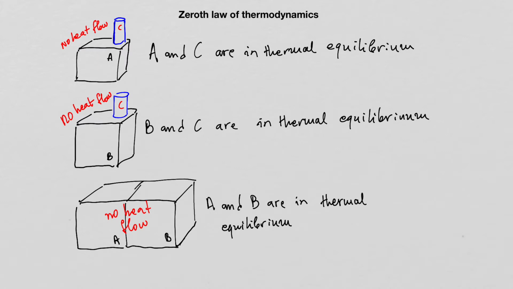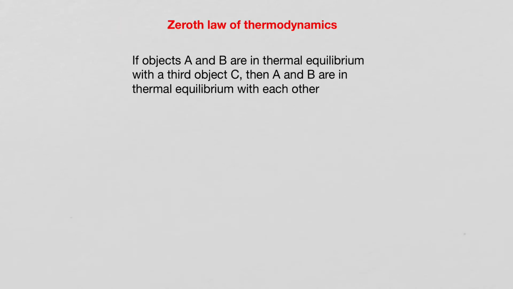Now let's state the Zeroth Law a little bit more coherently in a single sentence. The Zeroth Law of thermodynamics states that if objects A and B are in thermal equilibrium with a third object C, then A and B are in thermal equilibrium with each other.